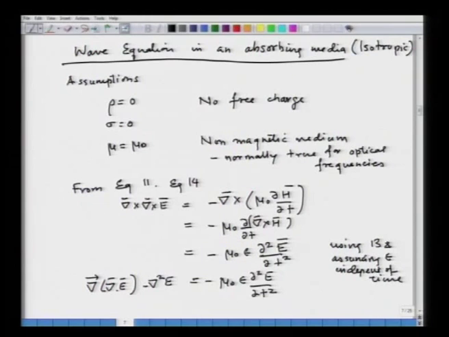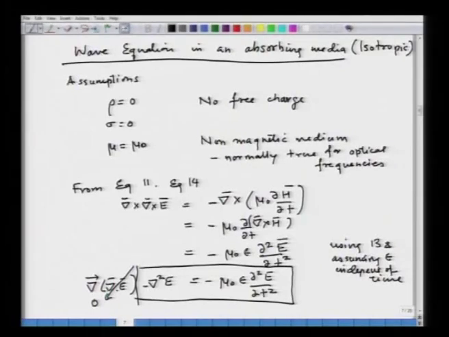Now, using the expression 14, we know that this is 0, and that gives us an equation for the wave, which is basically this equation. And a solution for this equation will be our light in the media. So, our light in the media will be a solution to this equation. If we take the terms for the vacuum, that would be the equivalent wave equation for light in the vacuum. So, let us look at this solution and what the characteristics of this solution are.